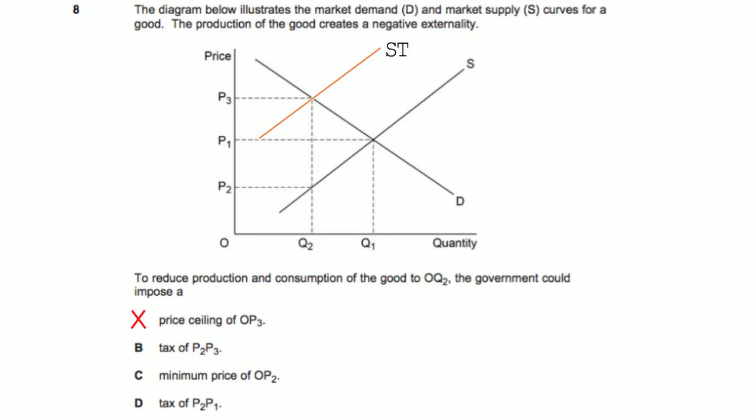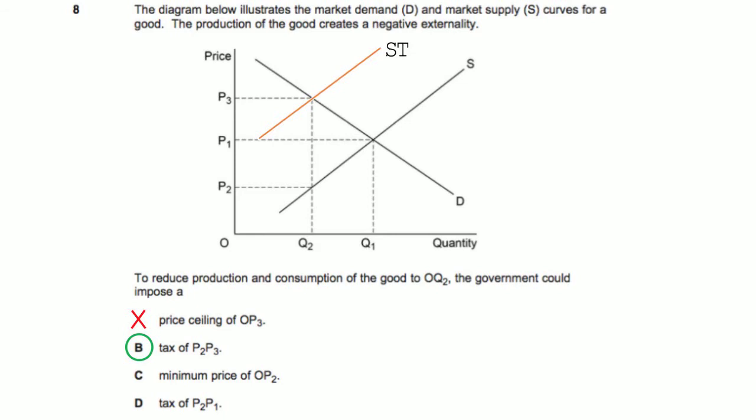As the quantity is Q2, the tax on this good of P2 to P3 has had the desired effect, and therefore B is the correct answer. I'll just go through the final two options just to show why they are wrong.